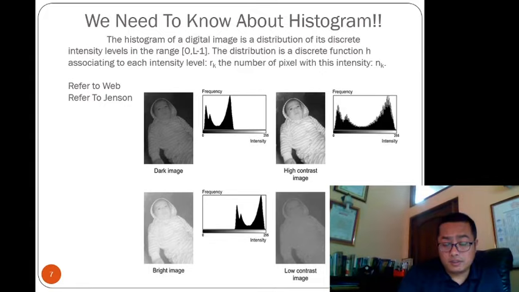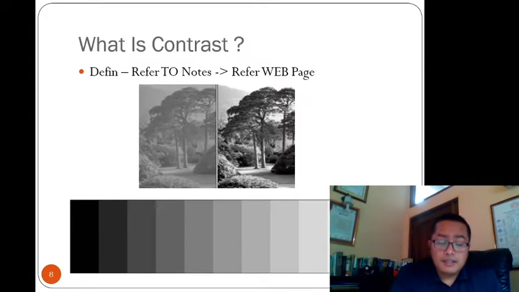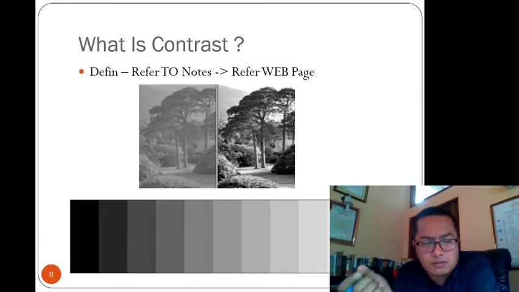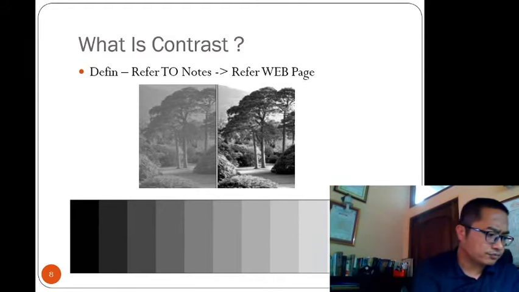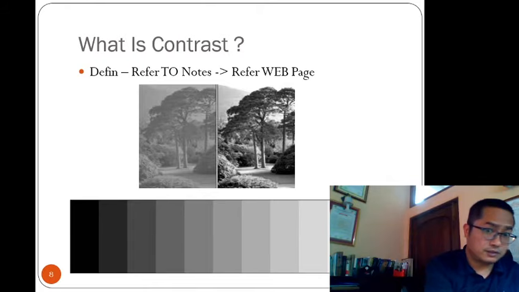So that is what a histogram is. Then the next question, obviously, after we understand what a histogram is, is what is contrast. I've already said a few things about what we mean by contrast. Now look at this image. The image on your left hand side or your right hand side, I'm not sure, is an image that has low contrast. That means its dynamic range is very small.